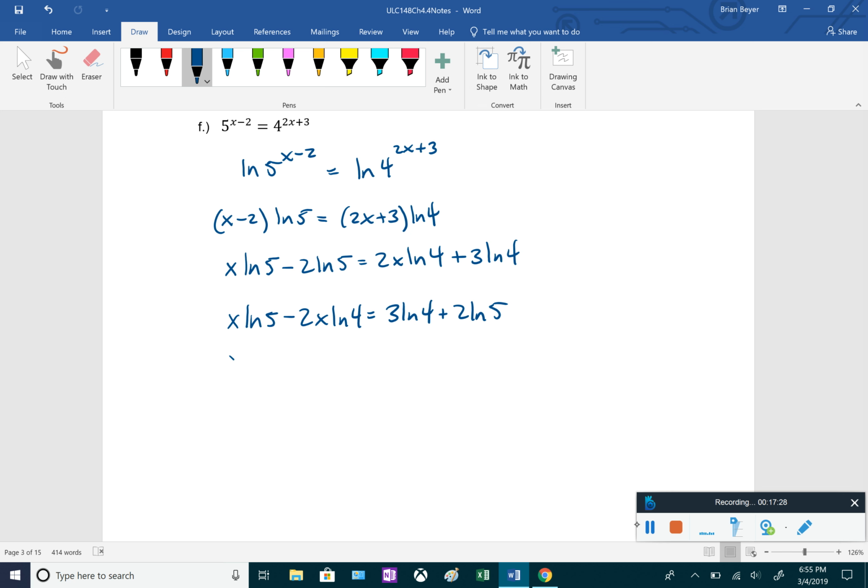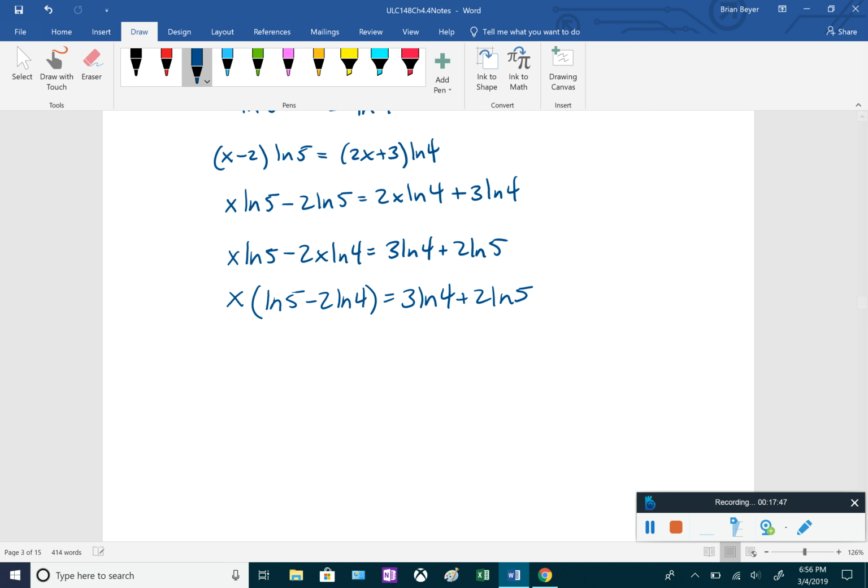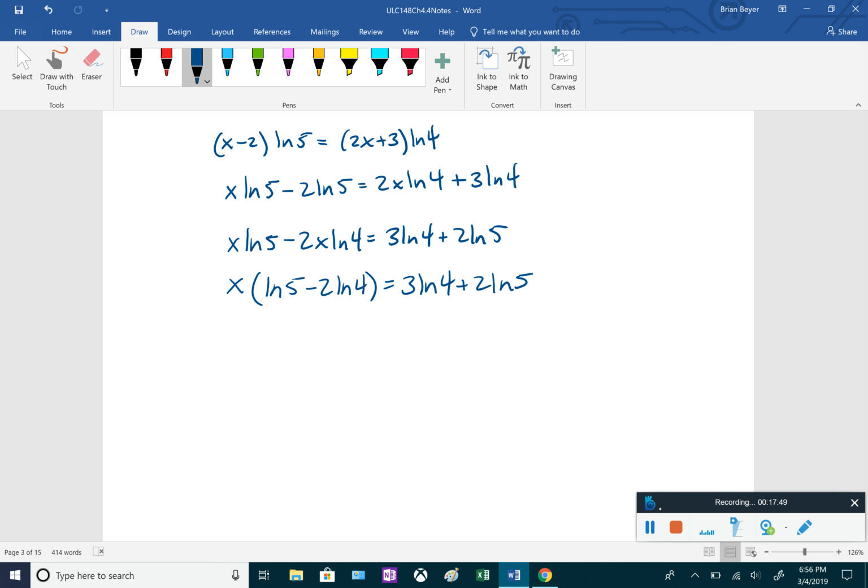So what we can do here is actually factor out an x. We'll be left with ln of 5 minus 2 ln of 4. That's kind of the tricky part there to recognize to do that. But hopefully you see what to do now. We have to divide both sides by ln of 5 minus 2 ln of 4. So we get this whole entire right side divided by ln 5 minus 2 ln 4.